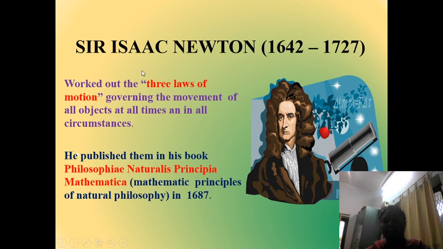I have given a description of Sir Isaac Newton, who formulated all three laws of motion. He was born in the year 1642 and died in the year 1727. He worked out the three laws of motion, which govern the movement of all objects at all times and in all circumstances. These three laws help explain how objects move from one place to another in all circumstances. They were published in his book Philosophiae Naturalis Principia Mathematica, which deals with the mathematical principles of natural philosophy, in the year 1687.